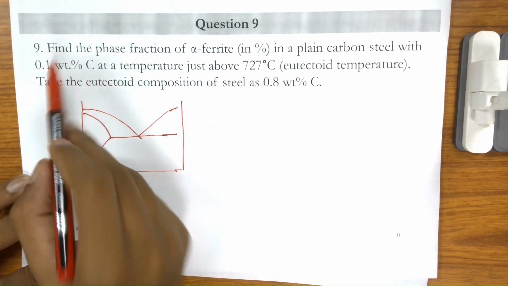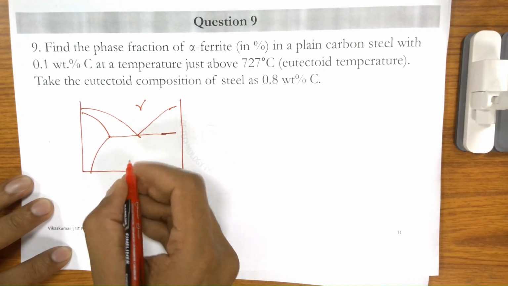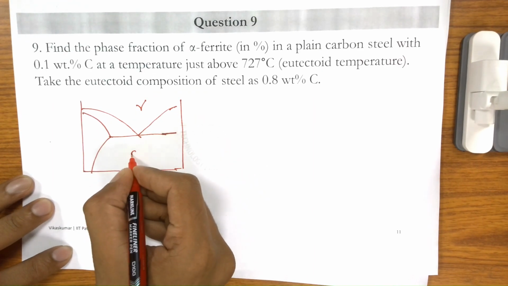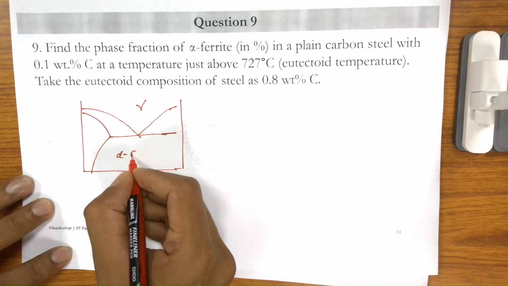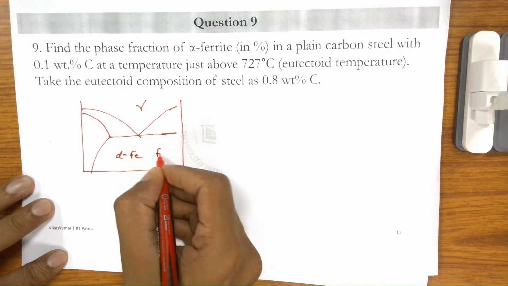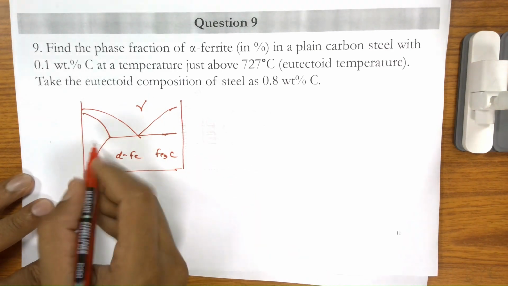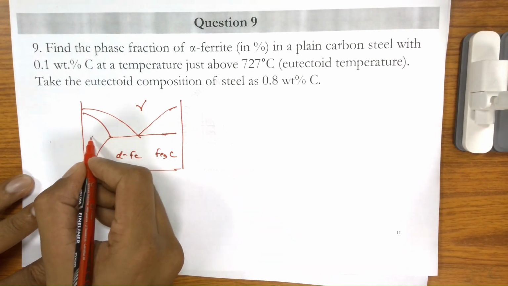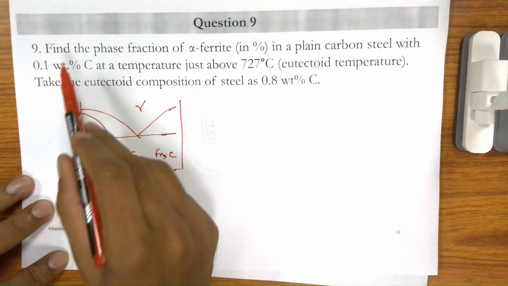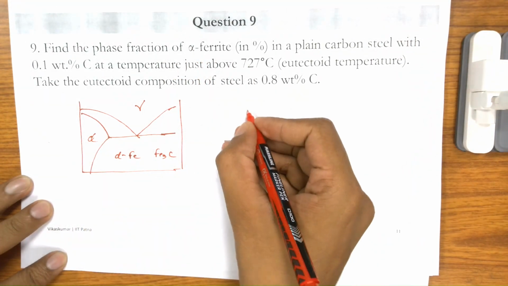So we have all of these given to us right now. This is austenite, this is ferrite and cementite, alpha ferrite you can say. And this is again the alpha ferrite. Find the phase fraction of alpha ferrite. We have to find the phase fraction of the alpha ferrite.